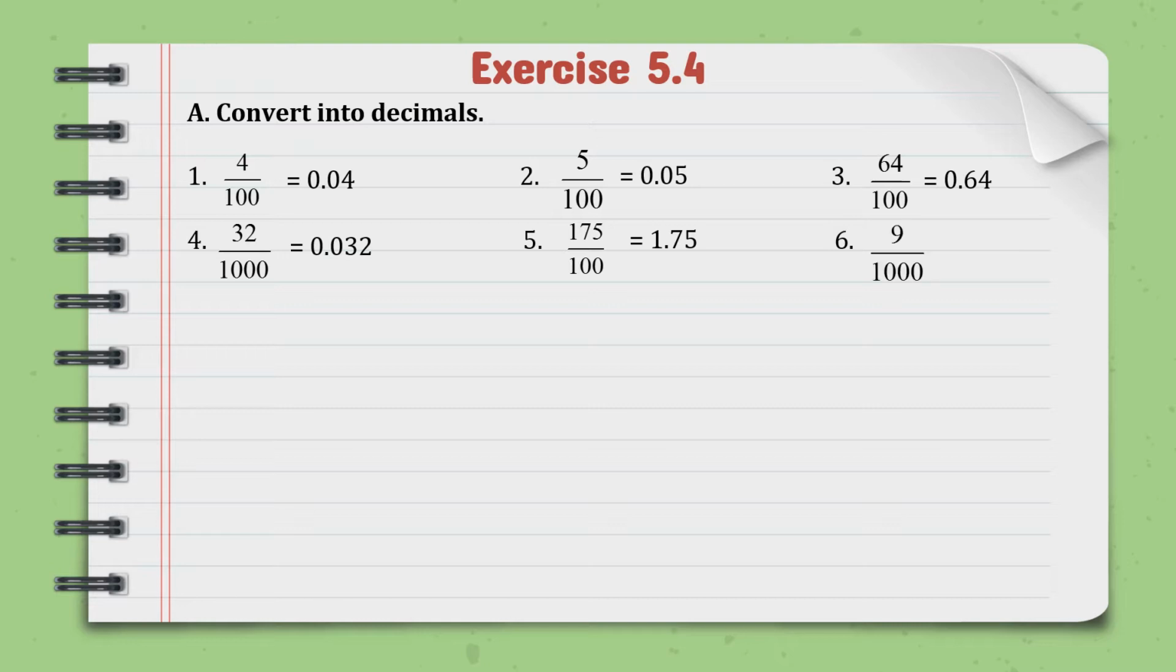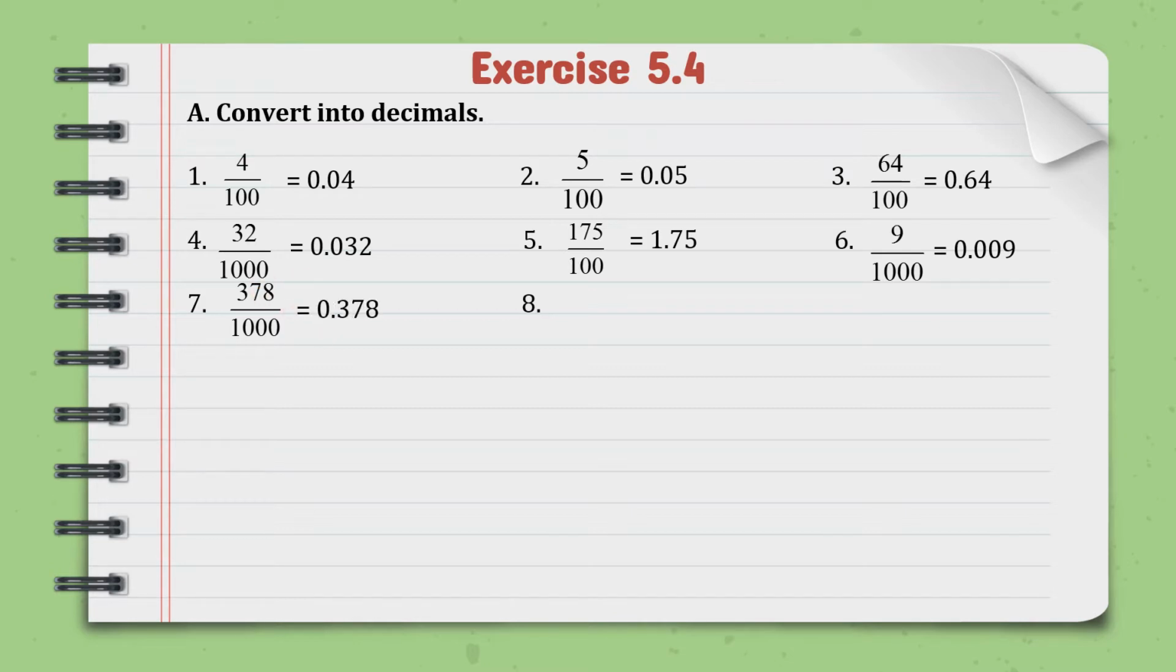Yes. See, 32 can be written as 0.032. 175 can be written as 1.75. 9 by 1000 can be written as 0.009. As the number of zeros is 3, we are moving 3 digits towards the left. Regarding this, I have given you all the explanation in the live class.